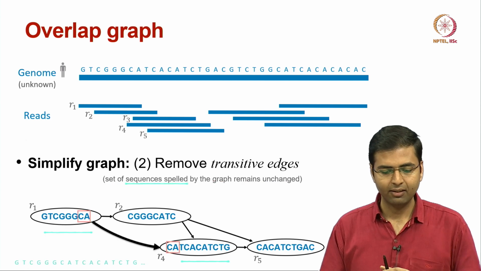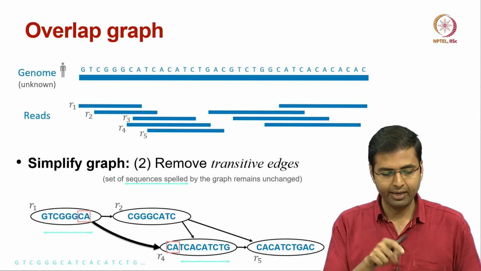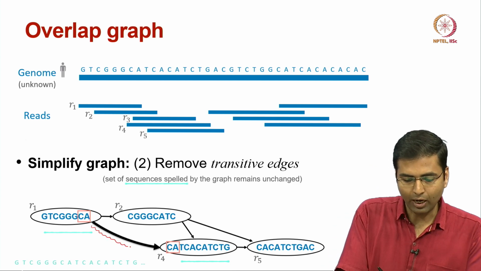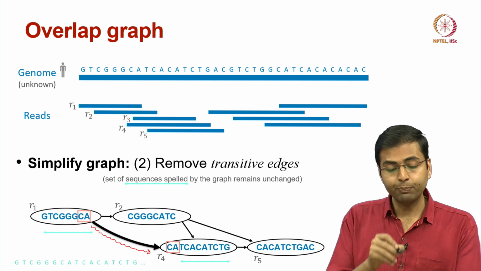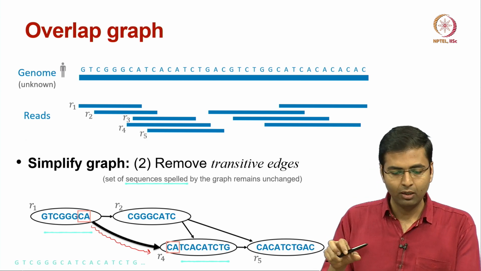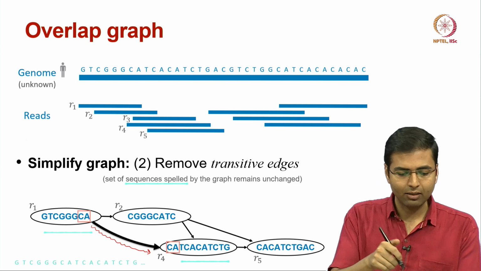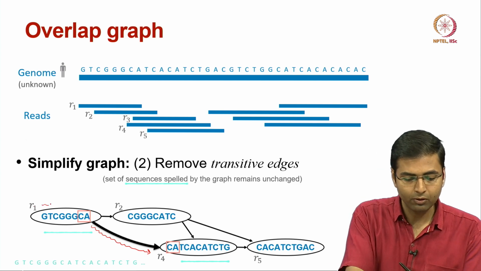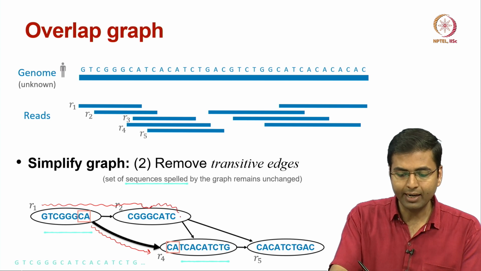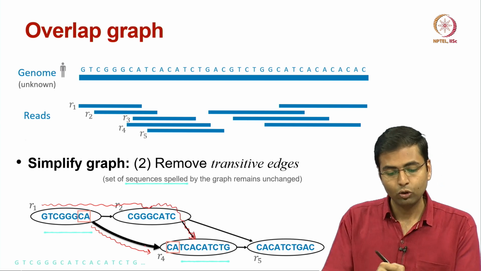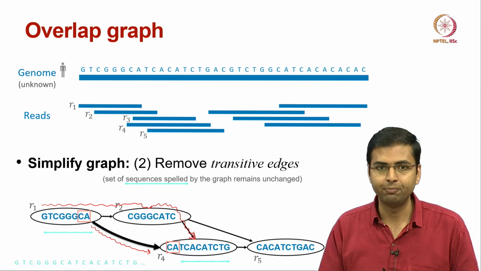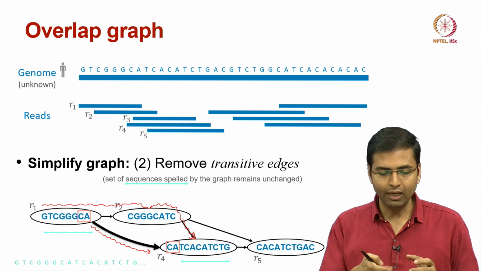Observe that you have this edge between R1 to R4. Now, if you spell the genome sequence by going from R1 to R4, you can spell the same genome sequence by moving from R1 to R2 and then R4. So, both of these paths will lead to the same genome sequence being spelled, and you can verify this.